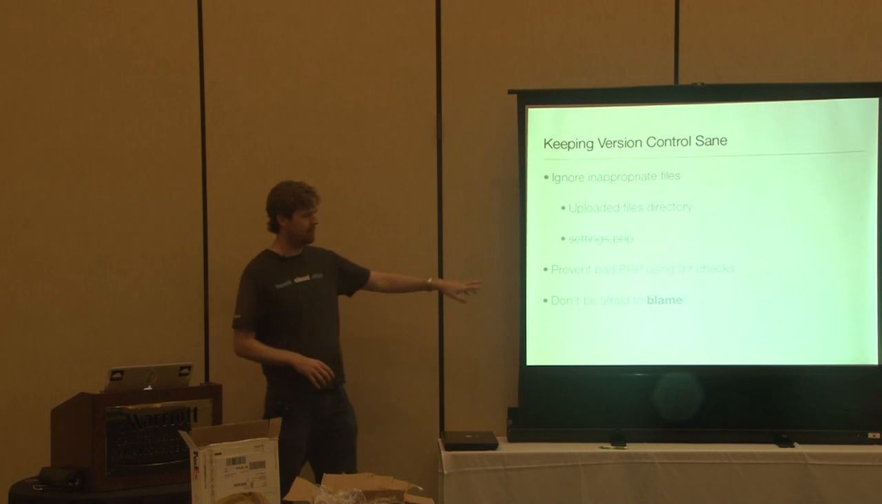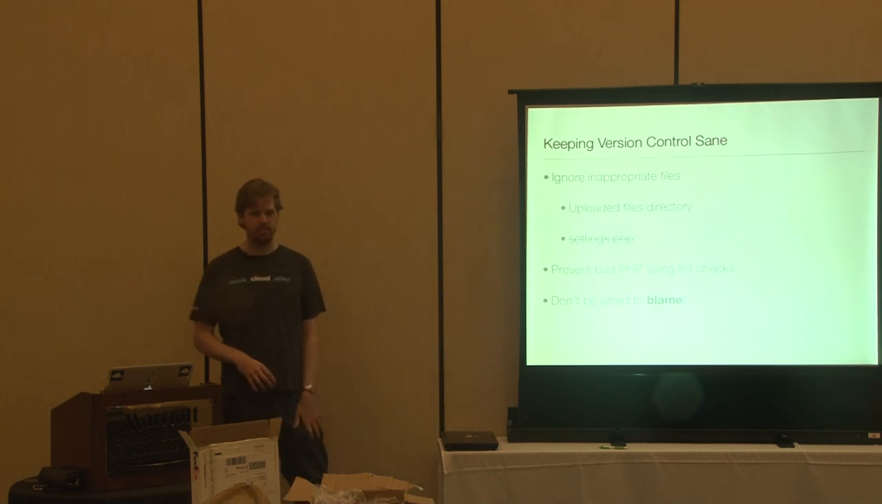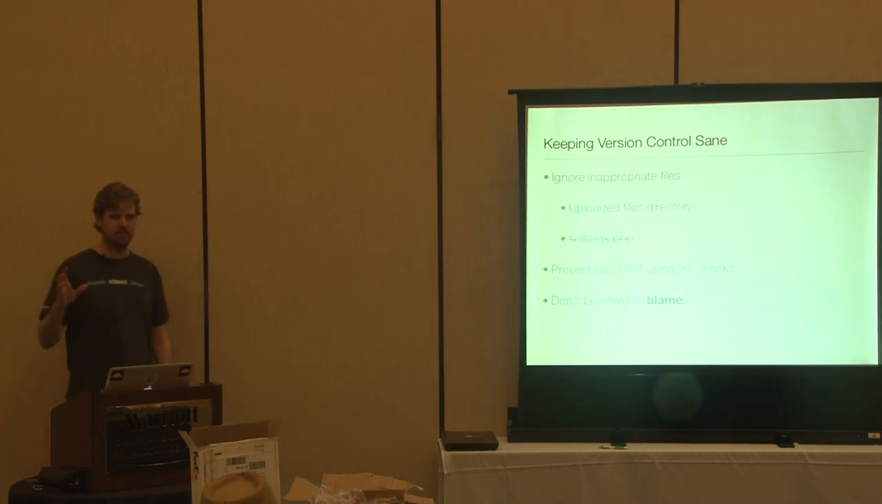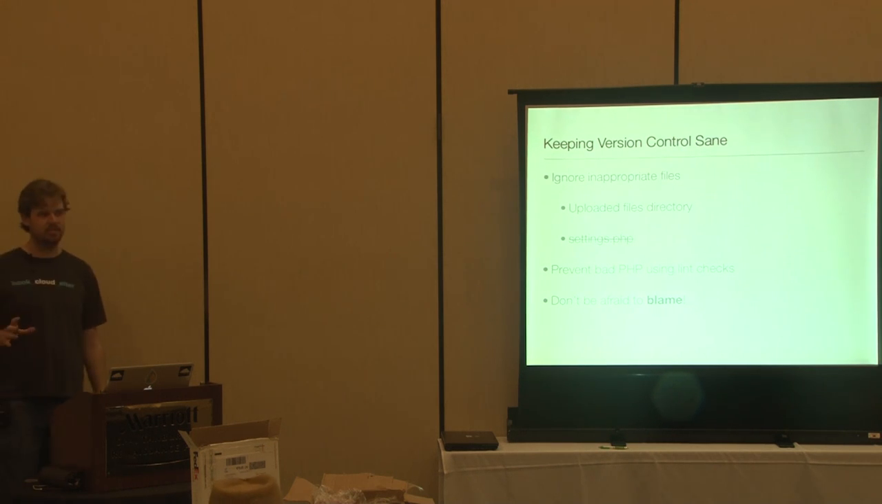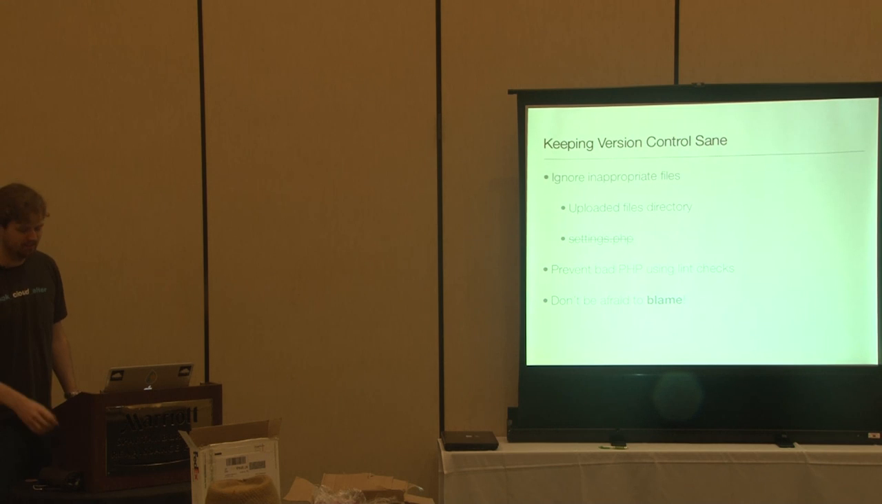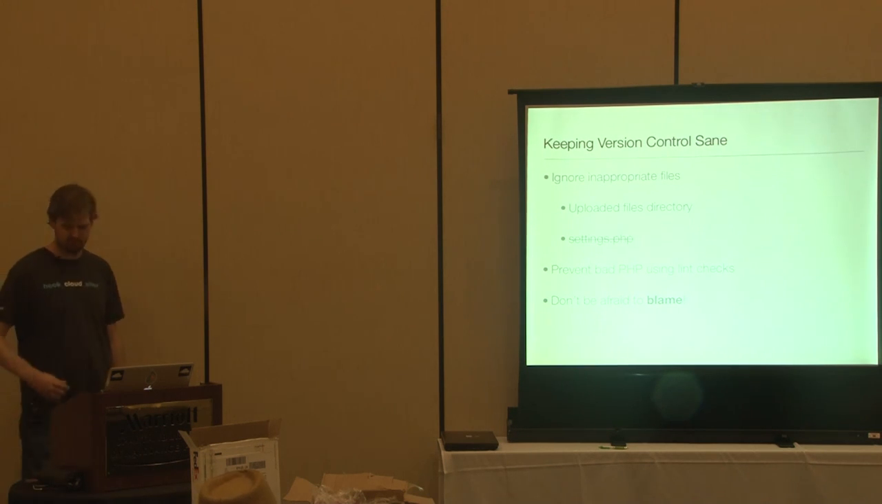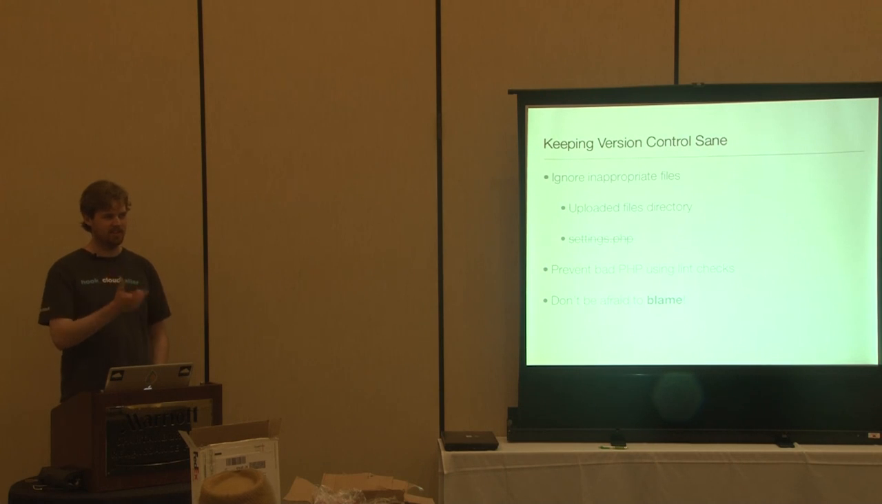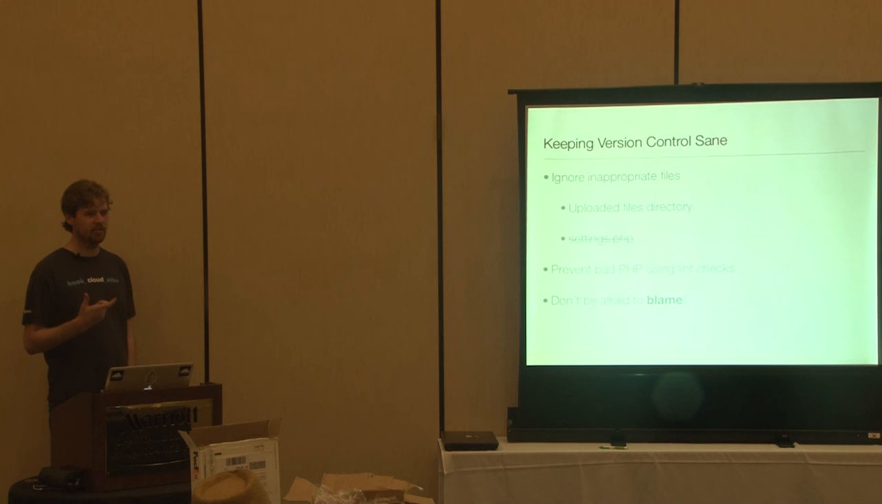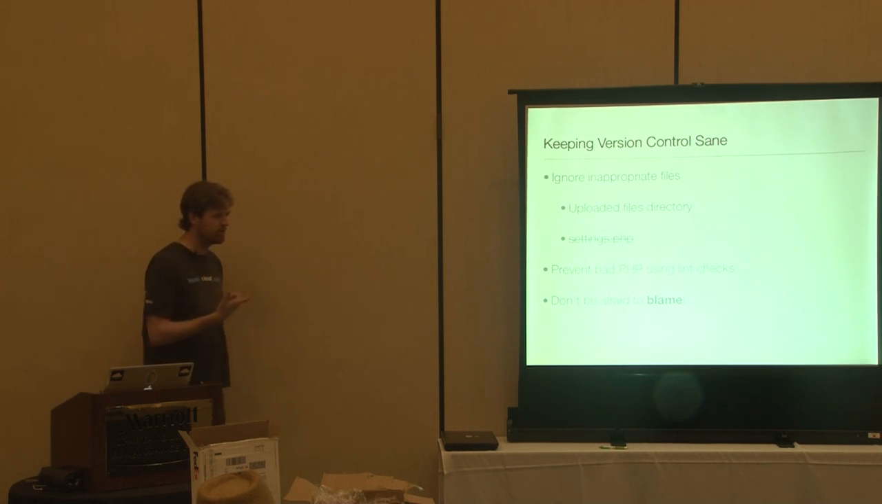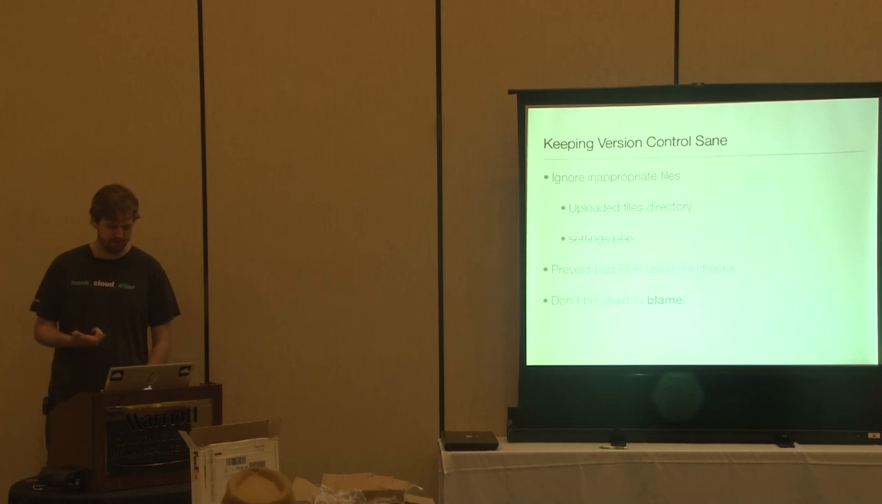Also, preventing bad PHP using lint checks. Does everyone know what PHP lint is? Can someone explain to me what it is? Anyone? No? So when you run a PHP script and you see that little message that says semicolon expected, that's basically a lint check. It's doing a syntax check ahead of time and making sure your code's okay. You should be doing that in the repository. There should be no bad code in your repository.